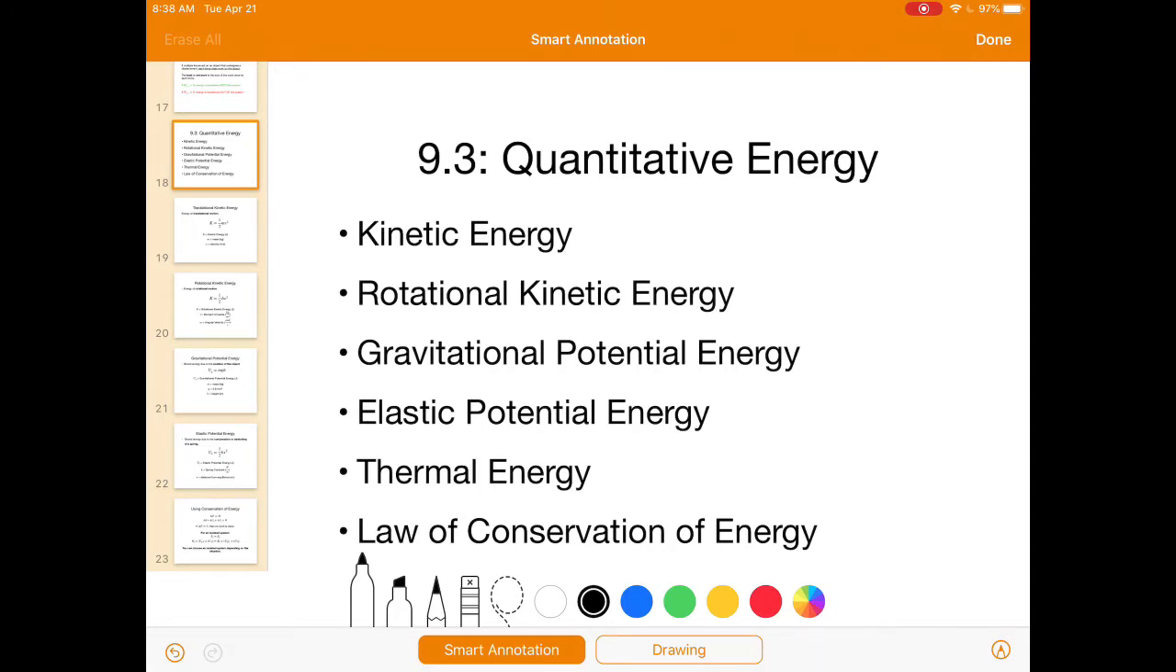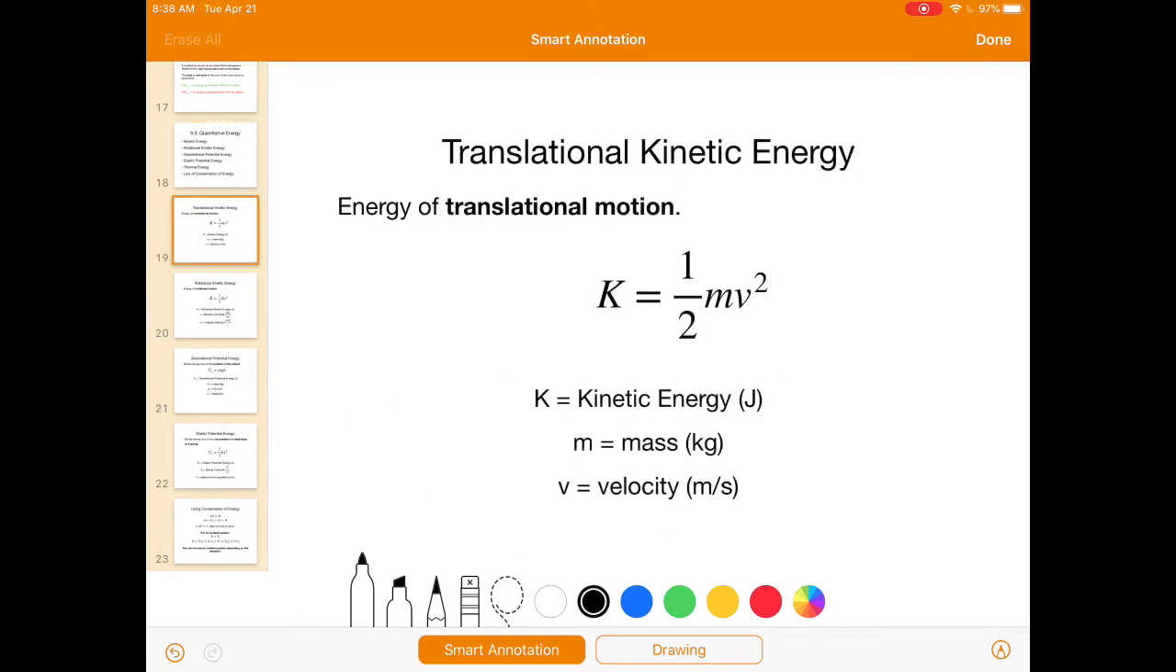Let's dive right in. This is 9.3 quantitative energy. So we are going to be calculating all of these types of energies that you see, except for thermal energy, but we're going to talk about it nonetheless. All of this is under the umbrella of conservation of energy. So let's dive right in.